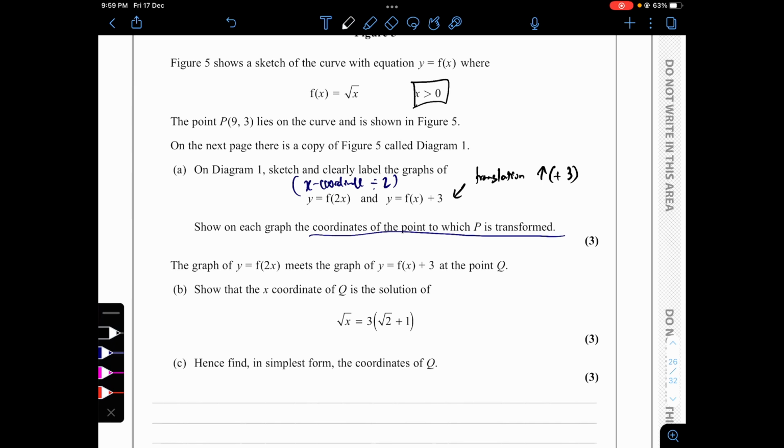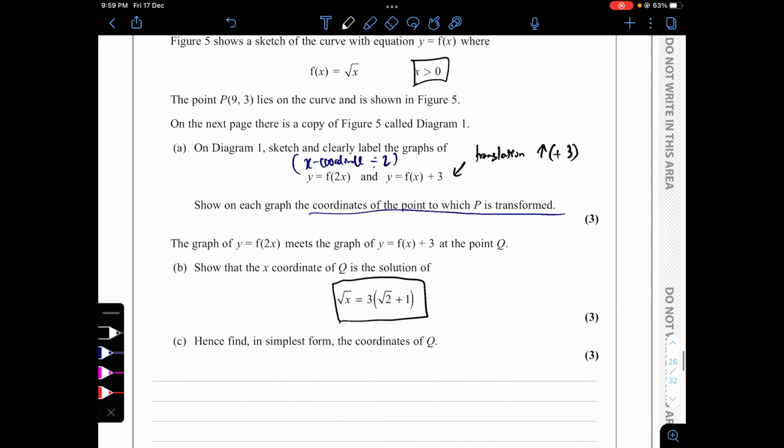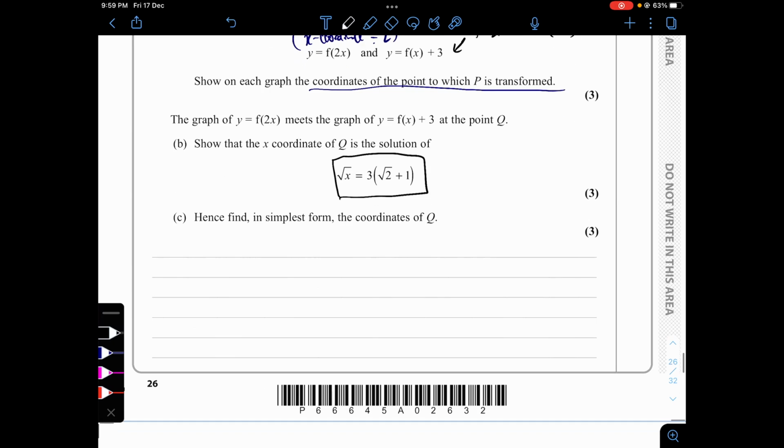Okay, show that the x coordinate of Q is the solution of this. Alright, so how do we do that? Pretty simple. We just substitute 2x into here, and we also substitute the other part, which is f of x plus 3. So let's do that.